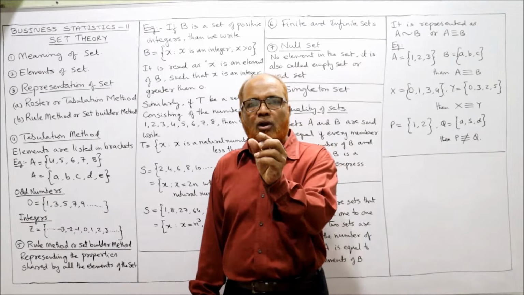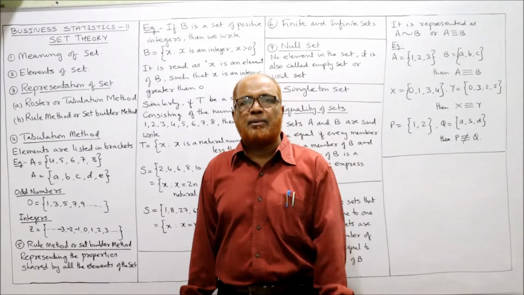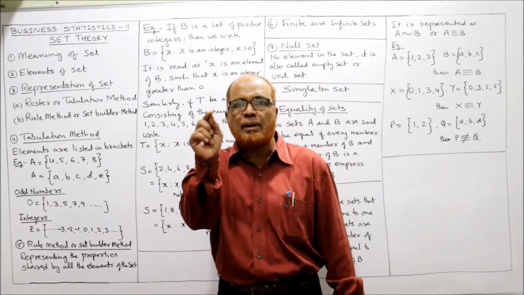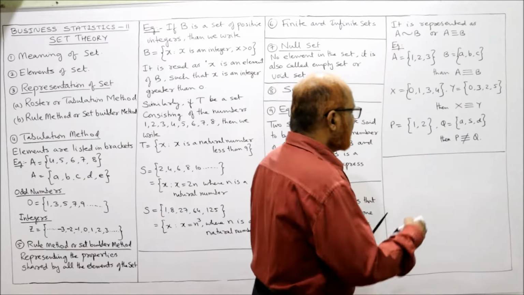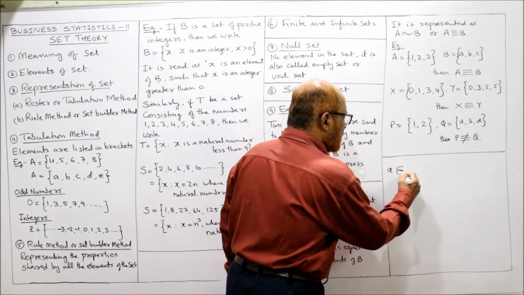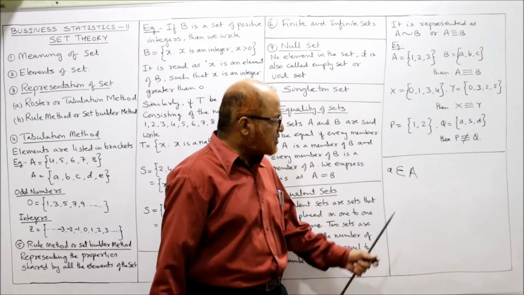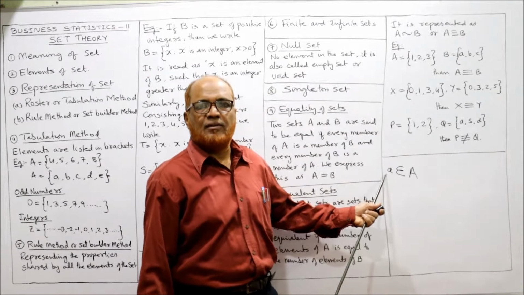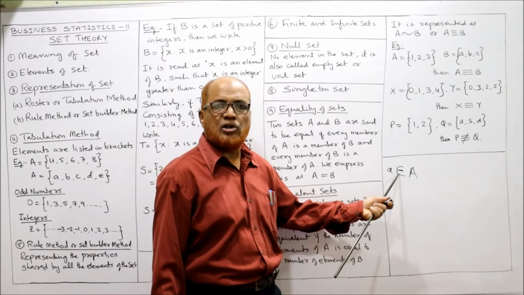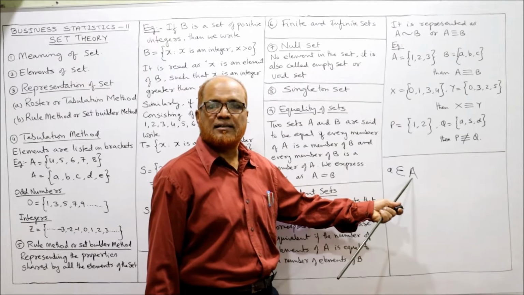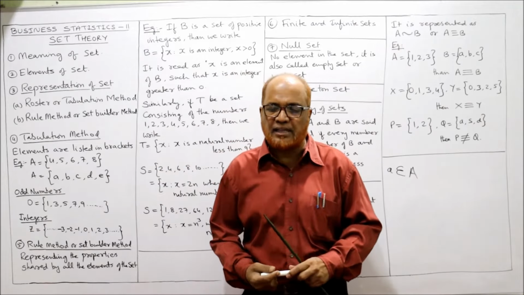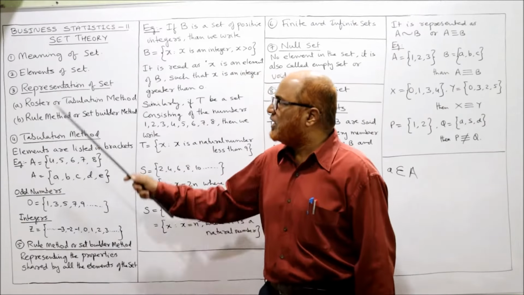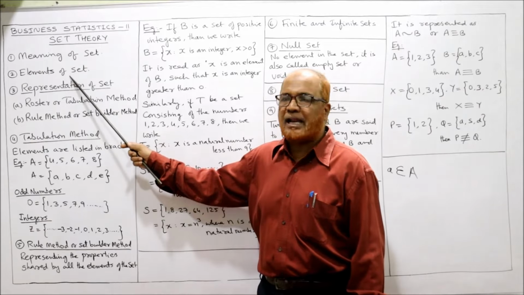So when a particular object belongs to this set, then we write the symbol belongs. For example, a belongs to capital A. That means small a is an element which belongs to the set. This symbol denotes belongs to the set. Set name is capital A. So like this we express the elements, right? So this is the meaning of the term set and meaning of the term elements of set.